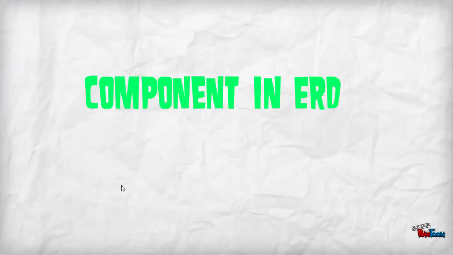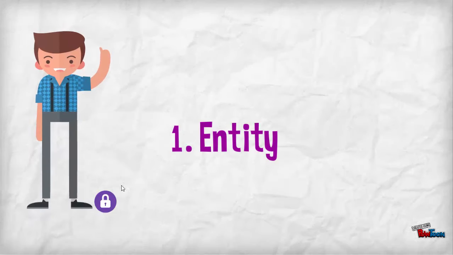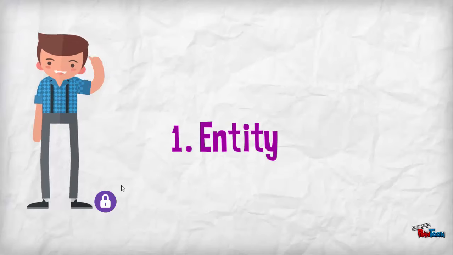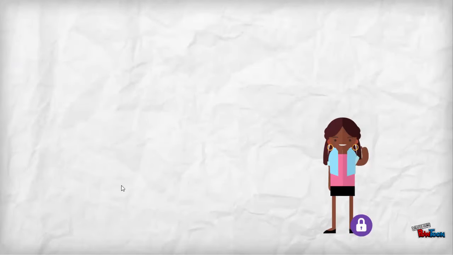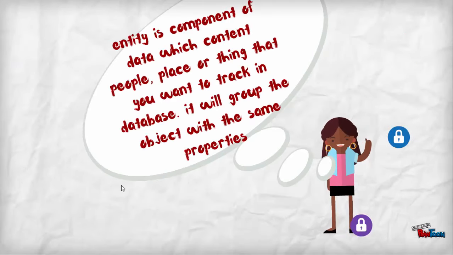Components in ERD. ERD has three main components. The first is entity. Entity is a component of data which contains people, place or thing that you want to track in a database. It will group the objects with the same properties.